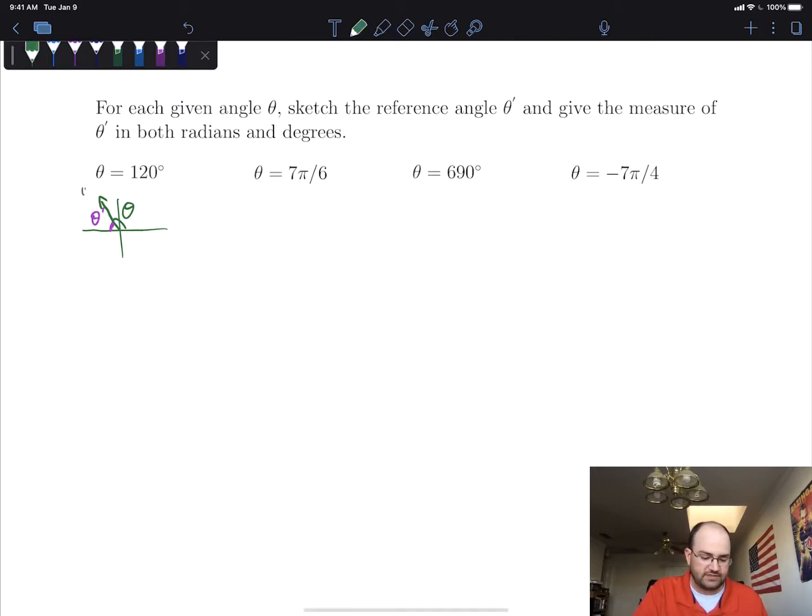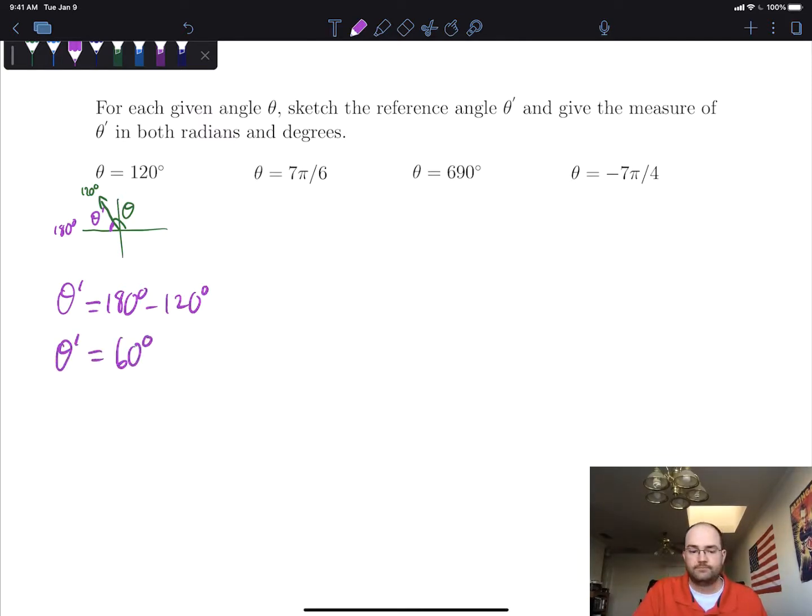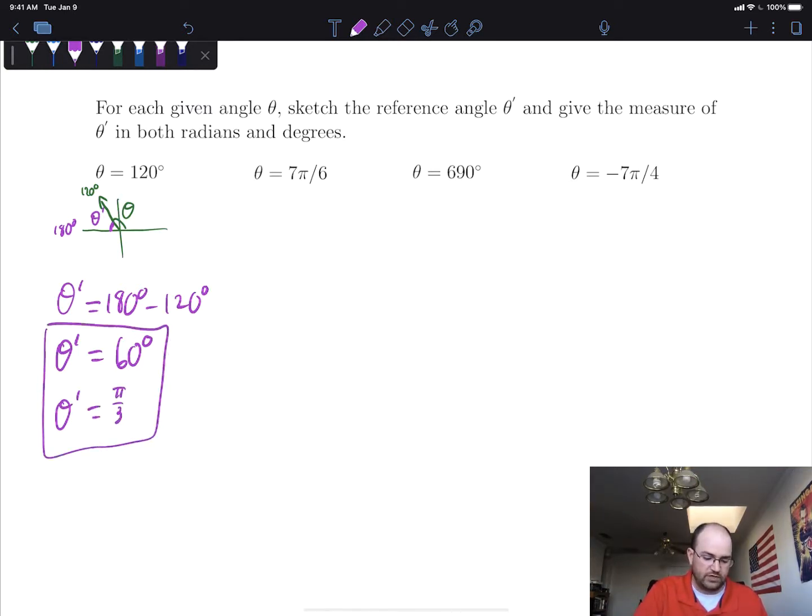Now notice that this is 120 degrees, and over here, the negative x direction is 180 degrees. That means that theta prime is going to be 180 degrees minus that 120 degrees. So theta prime will be 60 degrees. And of course, 60 degrees is pi over 3 in radians. Alrighty, well, that's pretty much it for that one.